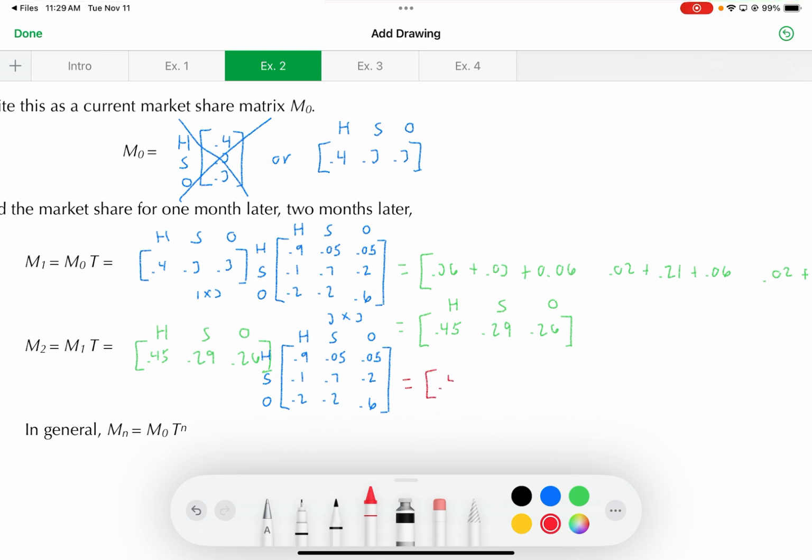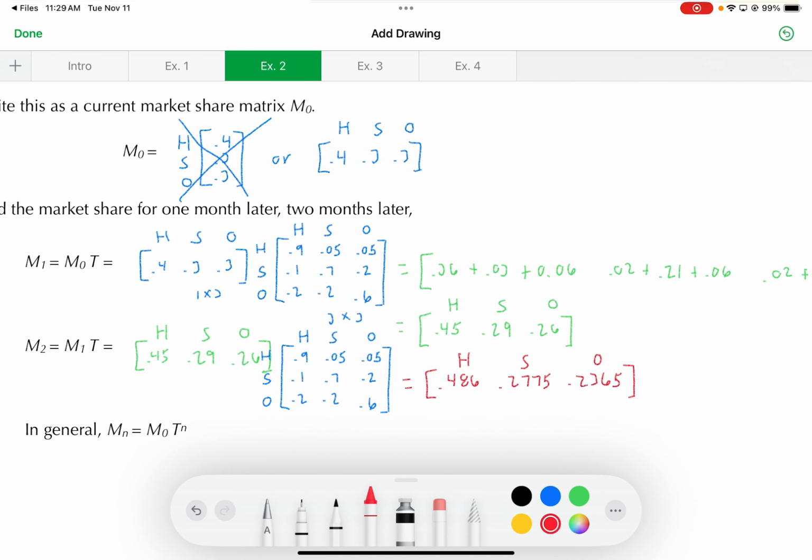I got 0.486, 0.2775, 0.2365. All right, so once again, notice that Highlight Shampoo increased its market share value, right? It went from, at the start, at the beginning, 40%, after 1 month, 45%, and now we're at almost 49% after 2 months.